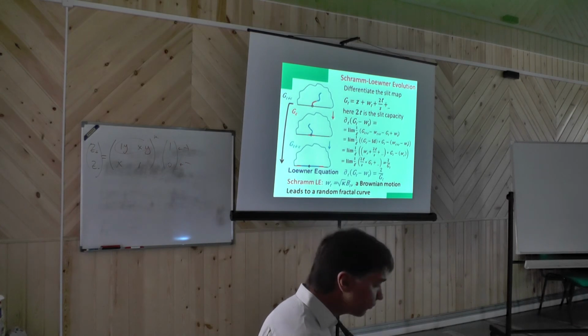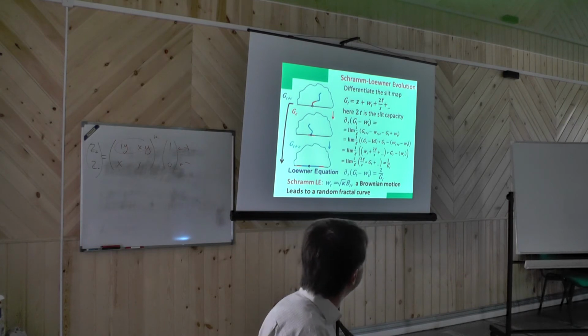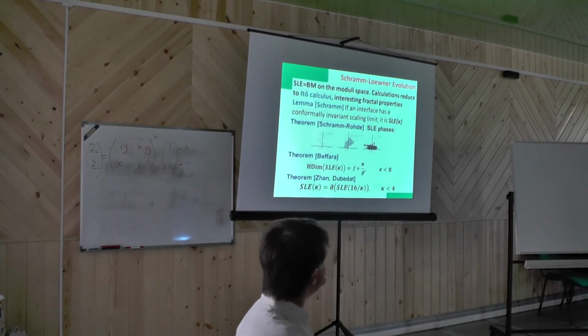And it's an object interesting in itself. You could write papers about it, and people have written many papers. For example, Schramm and Rohde have proved that there are phases of SLE. If kappa is smaller than 4, almost surely you get a random fractal curve which is simple. If kappa is between 4 and 8, you almost surely get a curve which touches itself, never crossing through. If kappa is bigger than 8, you almost surely get a space-filling curve.